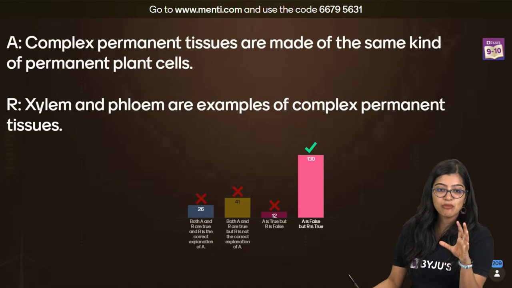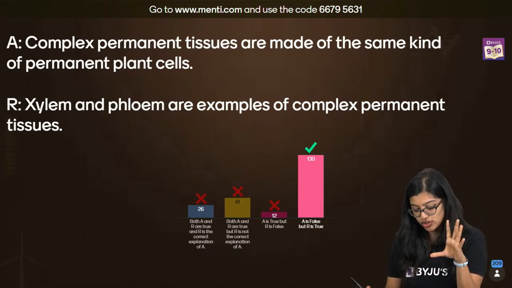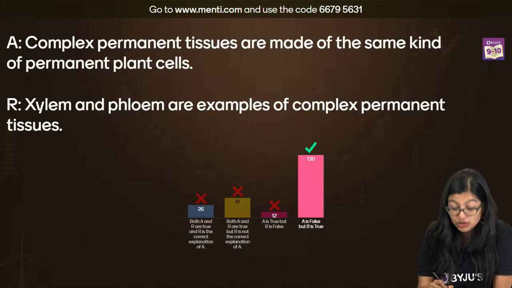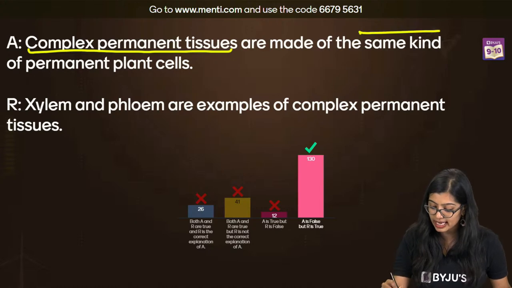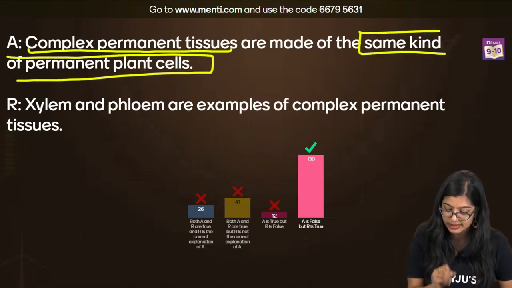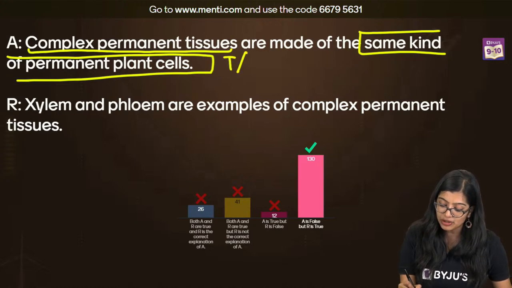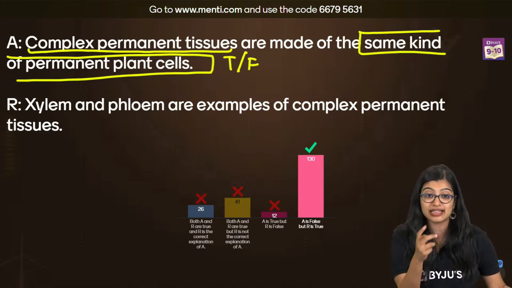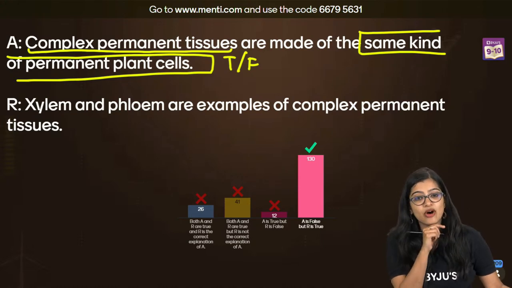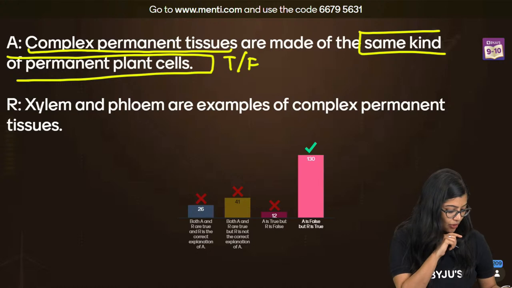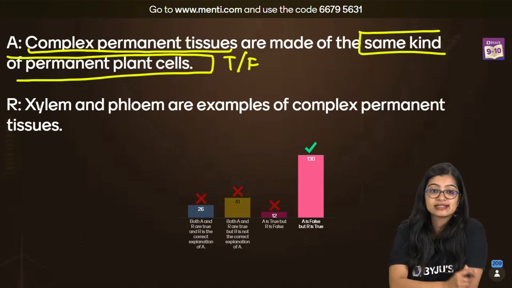Okay, I can see most of you have got confused. For those of you who told me assertion is true: complex permanent tissues are made of the same kind of permanent plant cells. Is this statement true or false? First, I want you to tell me that. True or false? Okay, now everybody's telling me, ma'am, it is false. Now tell me, why is it false? Why is the statement false?